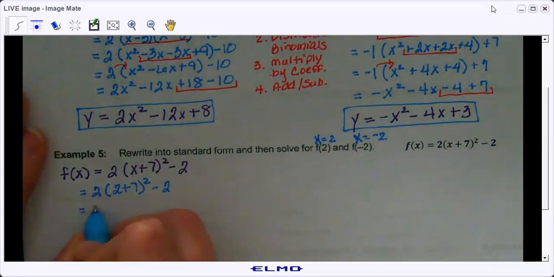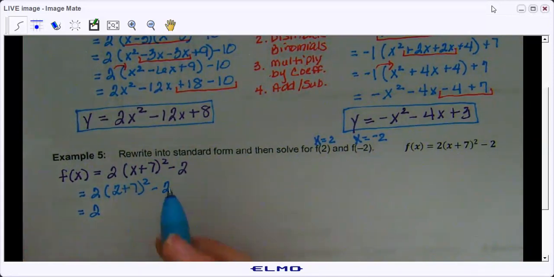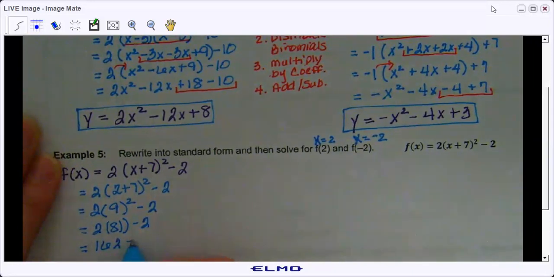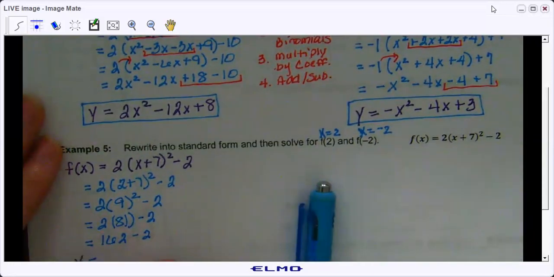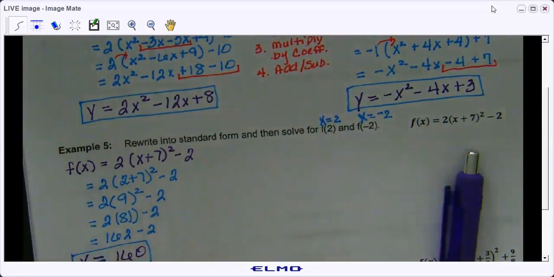And now this time we don't have to FOIL out or distribute out the binomial because we have a number in here. So this would be 2 plus 7 is 9. And then 9 squared is 81. 2 times 81 is 162. And 162 minus 2, y equals 160. That's easy enough, right?